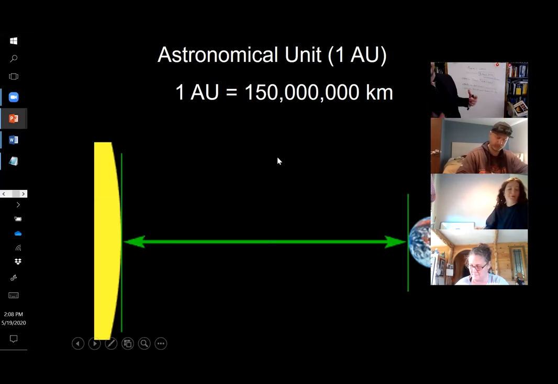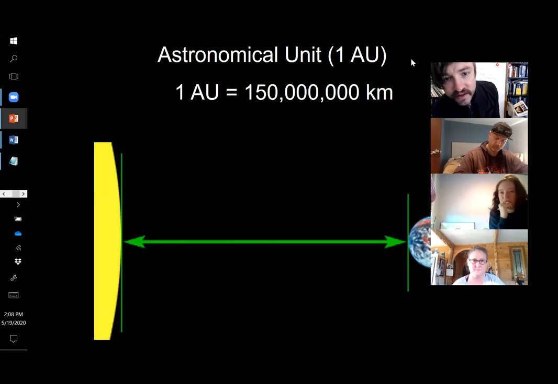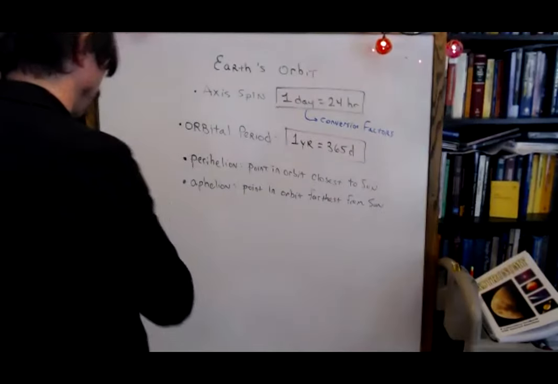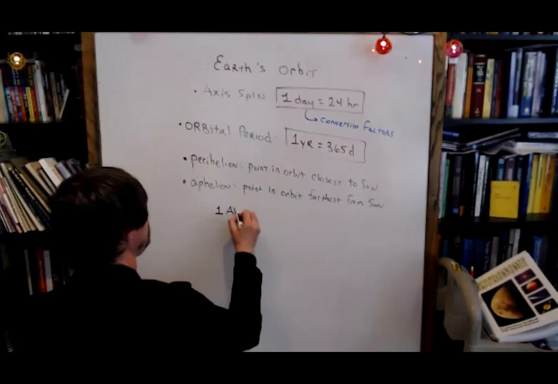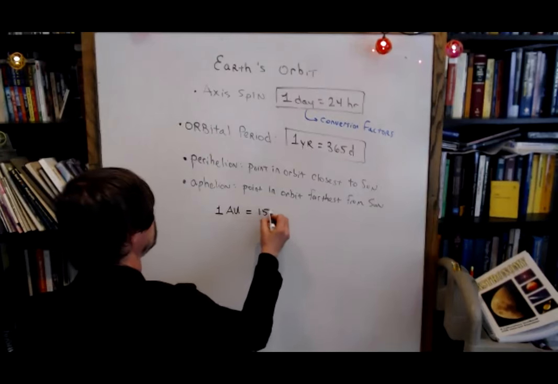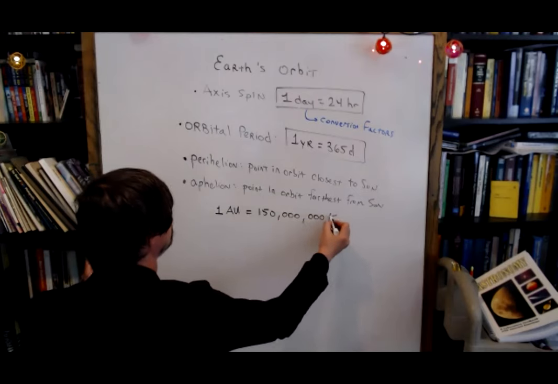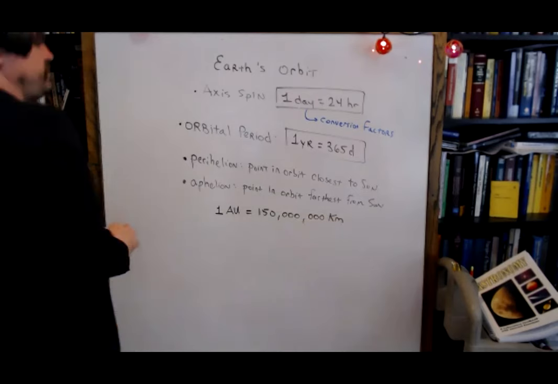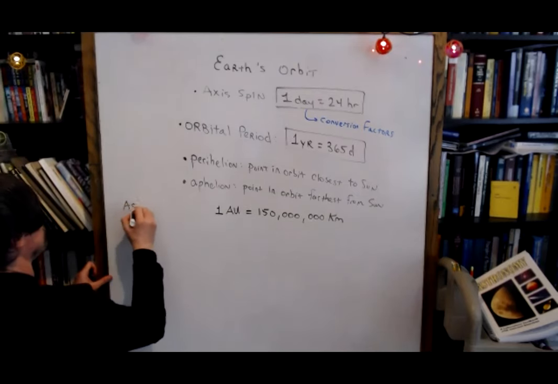And that has a definition in this class. It's called an astronomical unit. And this is a new unit of measurement that's appropriate for measuring out solar system-sized distances. Let's take that down. 1 AU is equal to 150 million kilometers. And this is what is known as an astronomical unit.